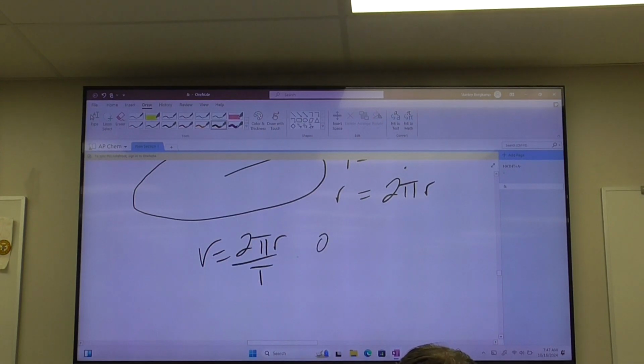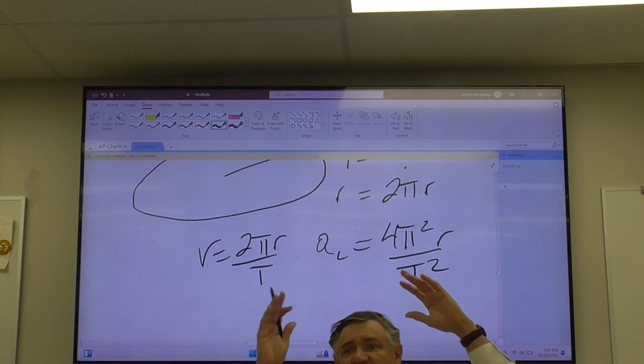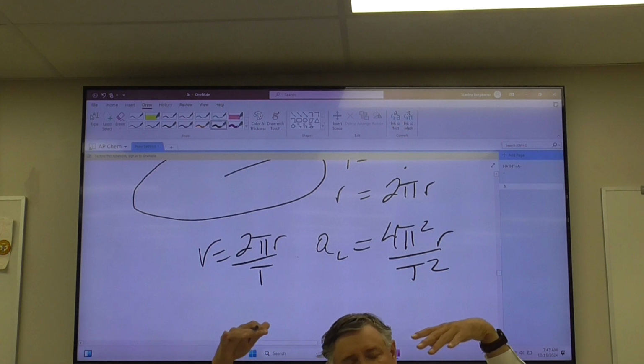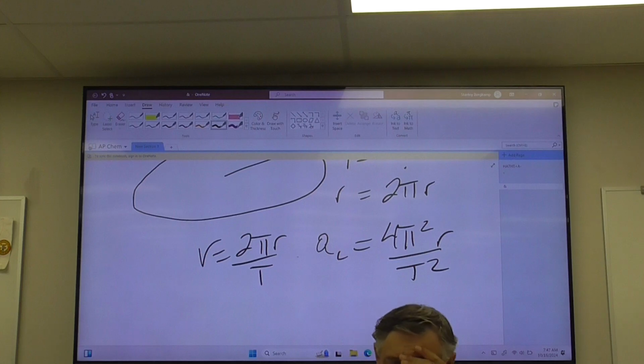If you substitute that into the acceleration equation, that becomes 4 pi squared r over t squared. Substitute it in, square it, one of your r's is going to cancel out. This is what you're left with.